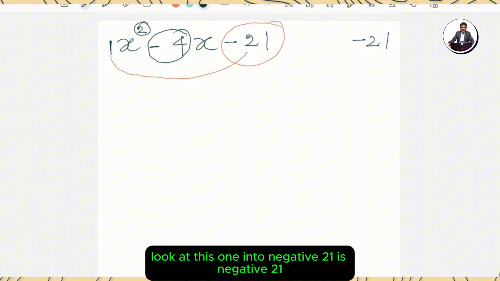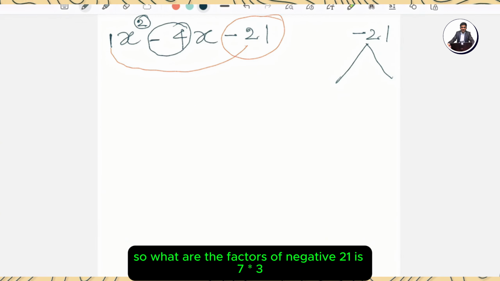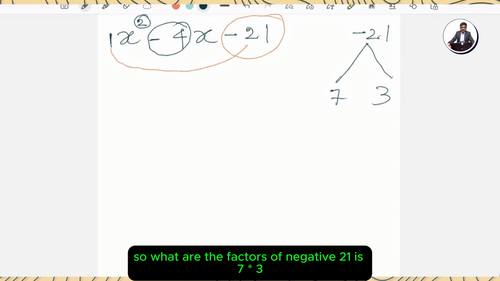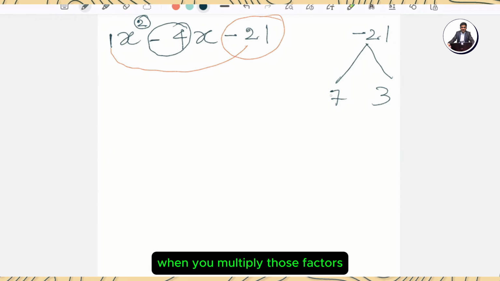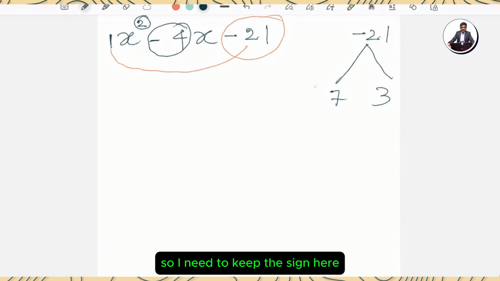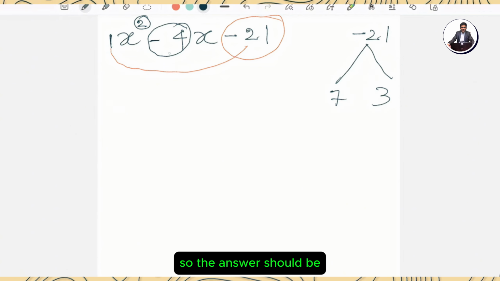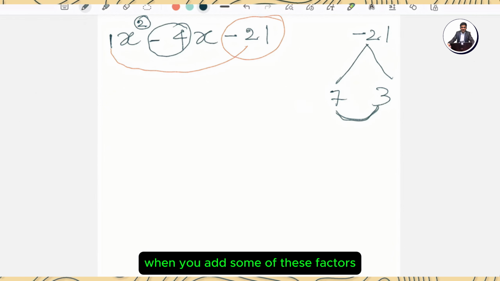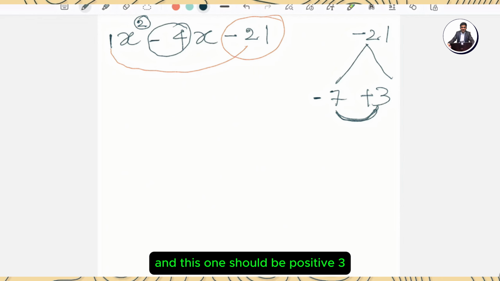Look at this. 1 times negative 21 is negative 21. So what are the factors of negative 21? It is 7 times 3. When you add these factors, you should get negative 4. When you multiply those factors, you should get negative 21. So I need to keep the sign here. One should be plus and another one should be minus. The sum of these factors should be negative 4, so this one should be negative 7 and this one should be positive 3.